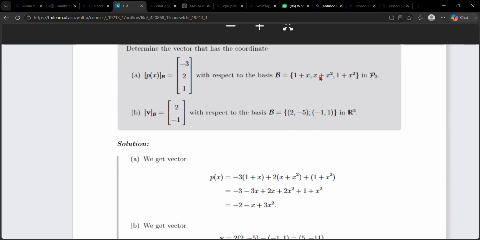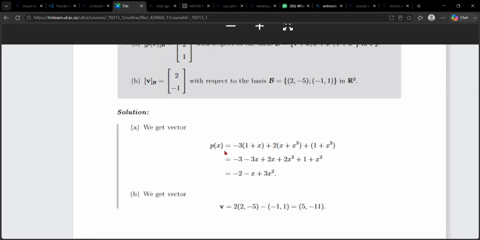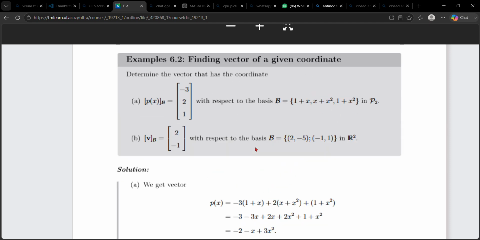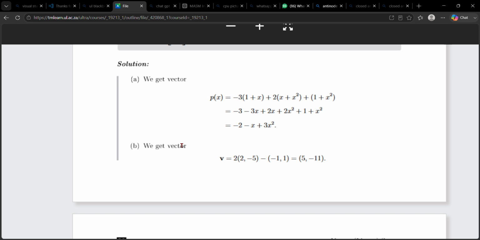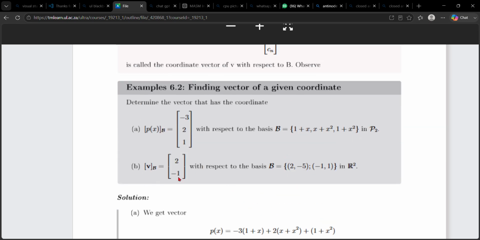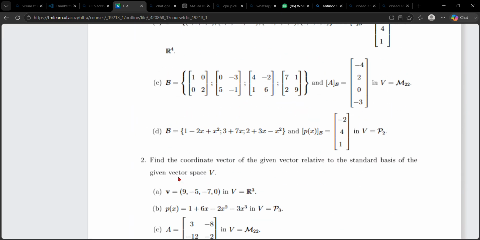So here they say determine the vector that has the coordinate with respect to the basis of this. So they took -3 times this, they took 2 times this, and then they sum, then they solve. This is their vector that has the coordinate vector of that. The second one, they did this, so this is the vector that will give us the coordinate vector VB. Okay, I'm going to stop here for now.